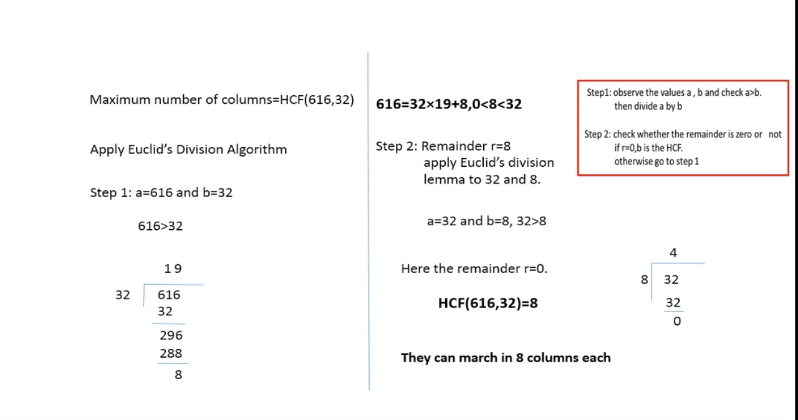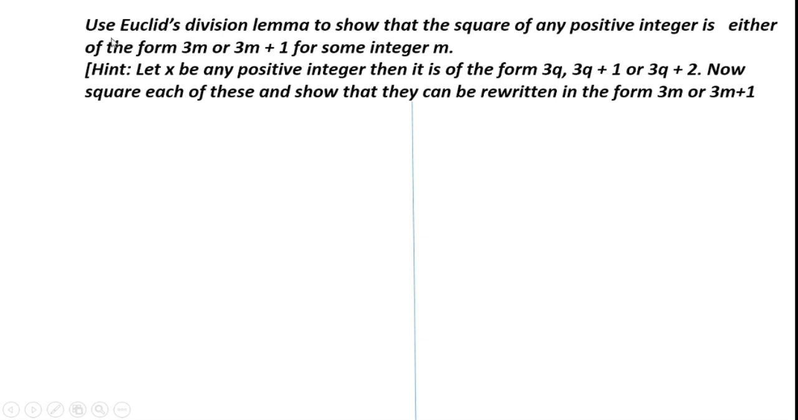Now we will move to another problem. The problem is: use Euclid division lemma to show that the square of any positive integer is either of the form 3m or 3m plus 1 for some integer m. In the question itself they are giving a hint. What is the hint? Let x be any positive integer, then it is of the form 3q, 3q plus 1 or 3q plus 2. Now square each of these and show that they can be written in the form 3m or 3m plus 1. Let us try.